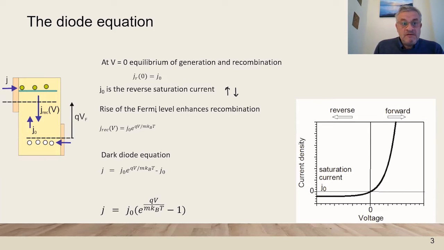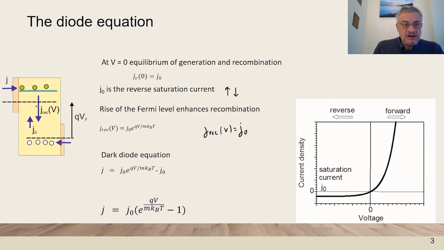But we can modify the recombination current if we increase the voltage by applying a bias to the left contact that will raise the Fermi level of electrons. So this will induce a strong recombination current, and the current will grow exponentially. So the recombination current as a function of voltage will be J naught, which is the reverse saturation current, which is the essential recombination parameter.